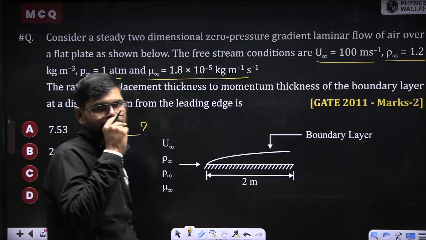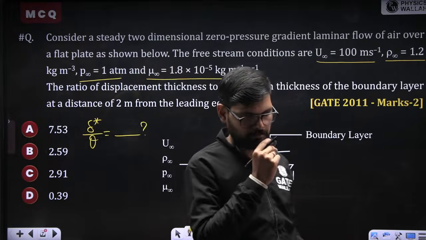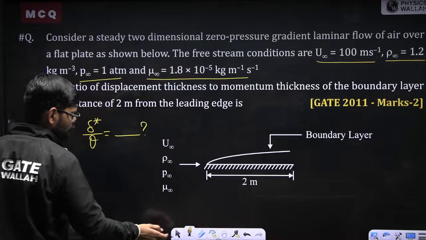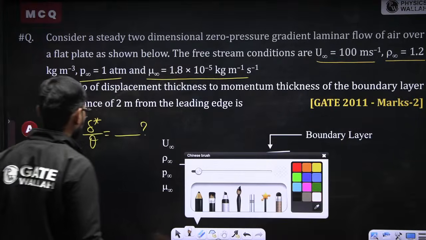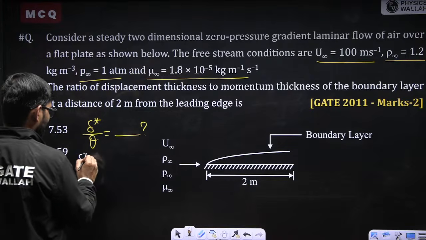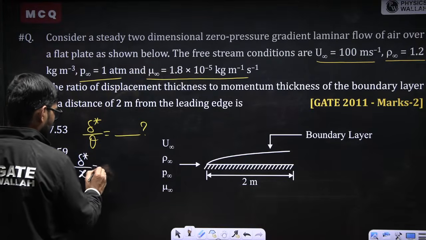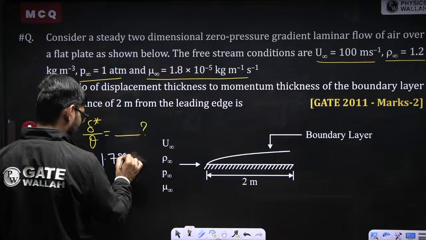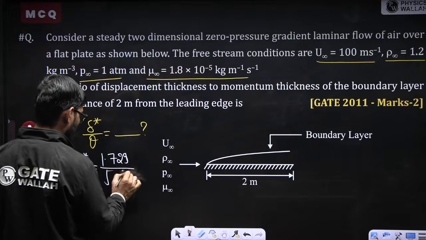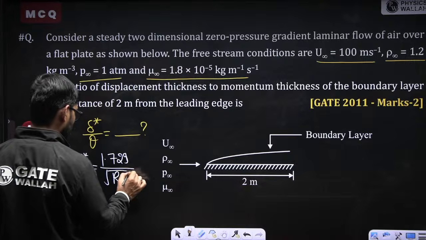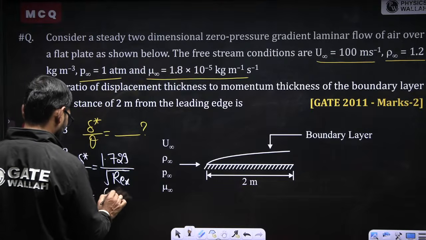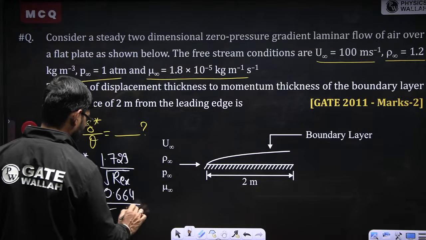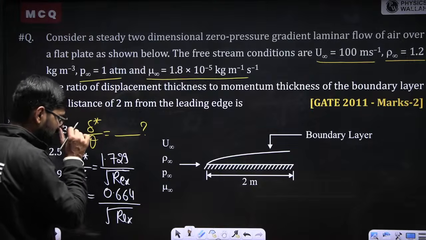What is the answer? So delta star by x is equal to 1.721729 divided by under root Rex, and theta by x, if you calculate, you will get 0.664 divided by under root Rex. These are the Blasius equations, right?